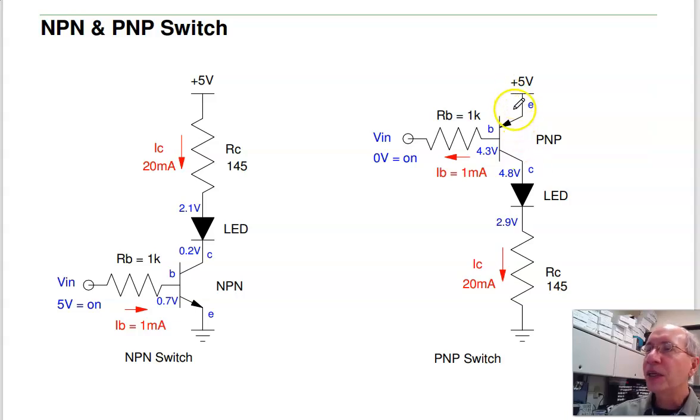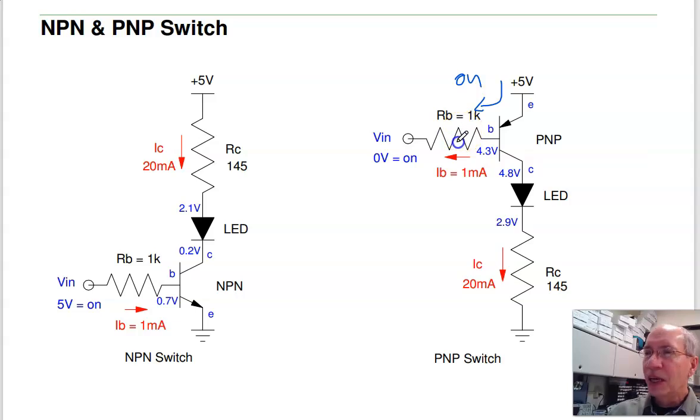On the PNP, here's your diode. When the current flows this way, it turns on. To get this to turn on, Vn equals 0. 0 volts is on for PNP, and 5 volts is off. If this is 5 volts, there's no potential. No potential means no current. So rather than PNP, 0 volts is on, NPN, 5 volts is on. Otherwise, the analysis is the same.